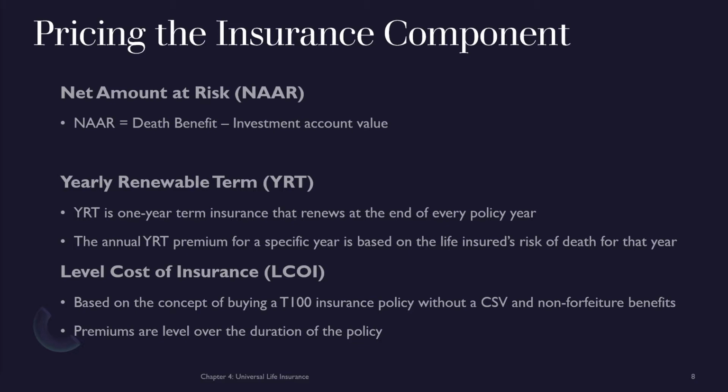Now, there are two ways of applying the risk of death to the net amount at risk: a yearly renewable term and level cost insurance. So the yearly renewable term is a 1-year term insurance that renews at the end of every policy year. The annual YRT premium for a specific year is based on the life insured's risk of death for that year. And then the level cost of insurance is based on the concept of buying a term 100 policy without a cash surrender value and non-forfeiture benefits. Also, for the level cost of insurance, premiums are level over the duration of the policy.